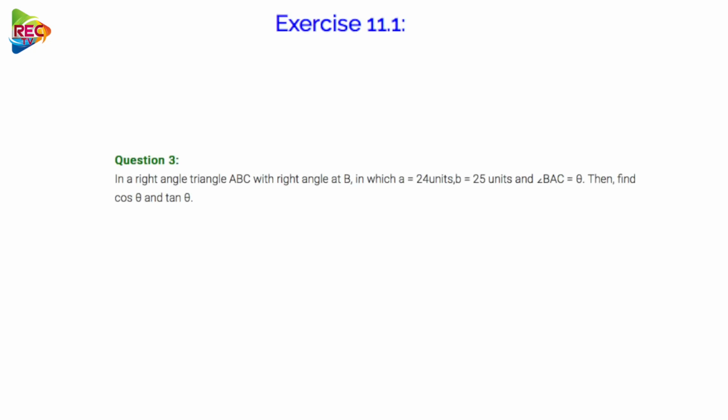Question number 3. In a right angle triangle ABC, right angle at B, in which a equal to 24 units and b equal to 25 units and angle BAC equal to theta. Then find cos theta and tan theta.